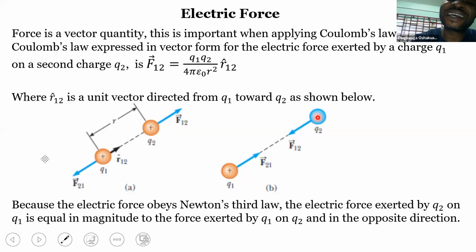Q1 is exerting a force of F12 on Q2. Well, what that means is that because it is a negative charge, it will attract it. So you can see that F12 is pointing towards Q1 because Q2 has a negative charge. That is the reason why Q1 is attracting Q2, because Q2 has the opposite charge. It is meant to attract and it is meant to point in the direction of Q1.